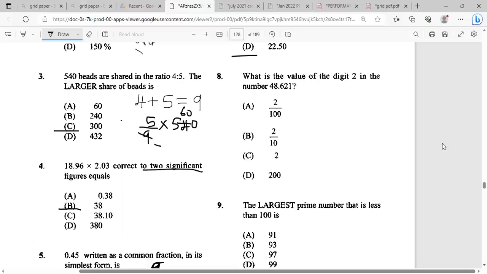All right. Number 8, what is the value of the digit 2 in the number 48.62? And that will be 2 over 100, and that's 200.